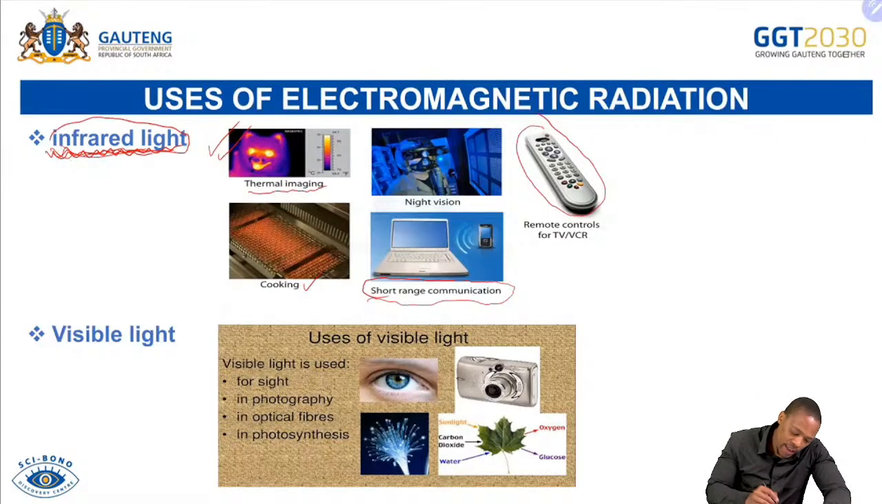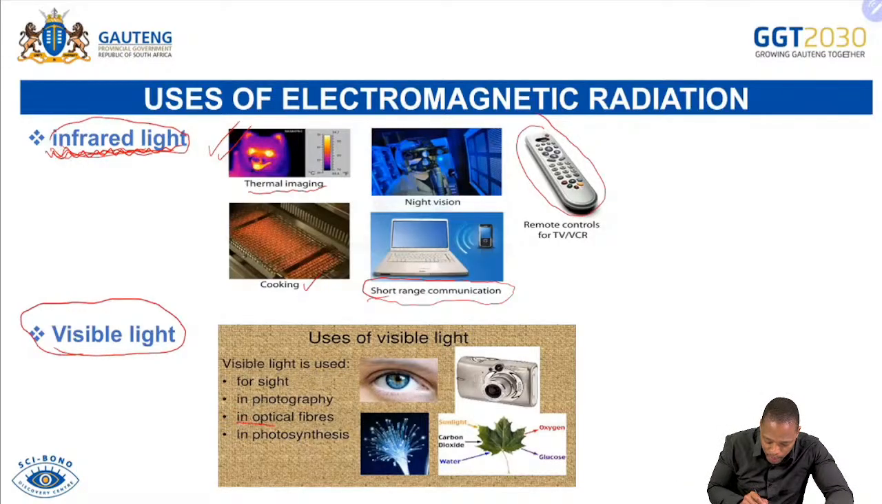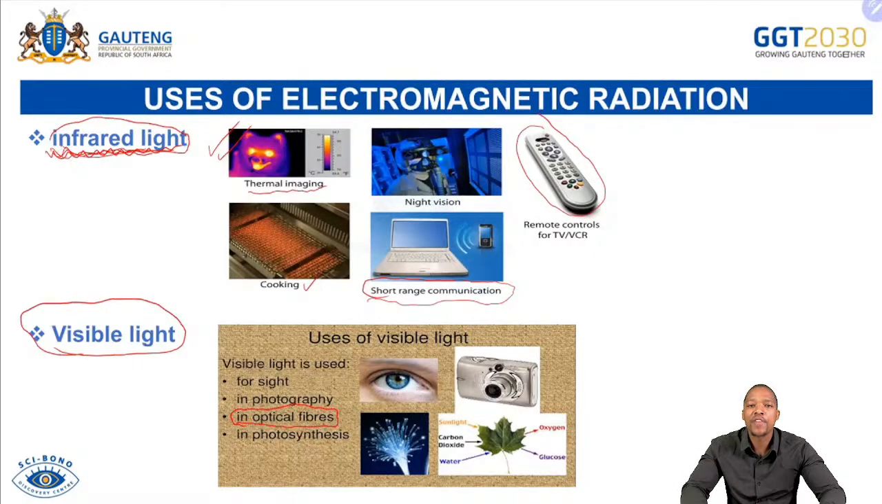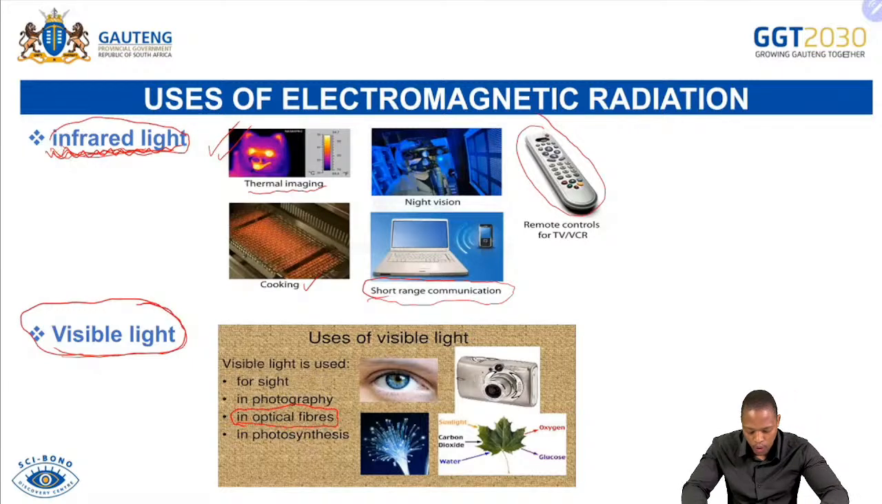Okay, what are the uses of visible light? Well, mostly it is for us to see, because we can see visible light, we can see those colors, but it is also used in photography, and it is also used in optical fibers. If you remember, we spoke about optical fibers when we were talking about total internal reflection last week. During that total internal reflection, light is passed through an optical fiber, and all that light is visible light. So those are the uses of visible light.